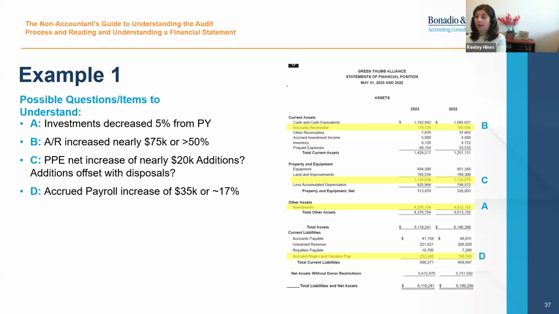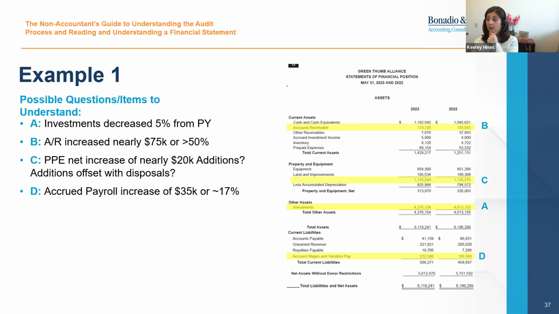Letter C is around your PP&E. So those are your fixed assets. They increased about $20,000. So that would tell me that I would be expecting to see some additions. And then, are there additions offset with disposals? What's the depreciation? Again, to just really understand what is going on. I'm seeing changes that are happening.